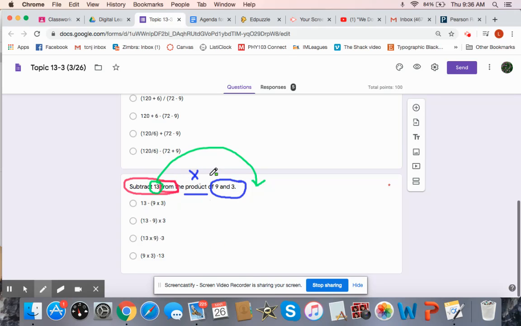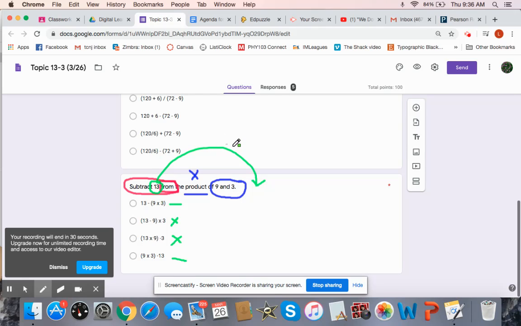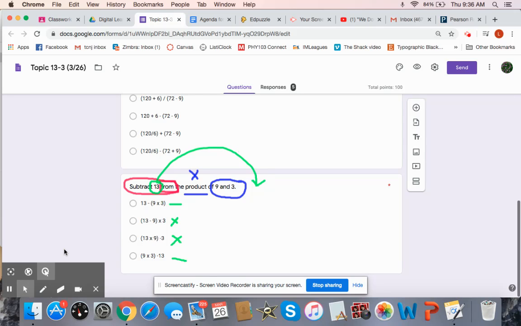So let's look. This one has the product of 9 and 3, and this one has the product of 9 and 3. These two are automatically incorrect because they don't show 9 and 3 being multiplied. This one has 13 in the front. This one has 13 in the back. I see the word from, and 13's right in front of it, so that means 13 has to go in the back of my problem. All right, so the only one that fits that is this.